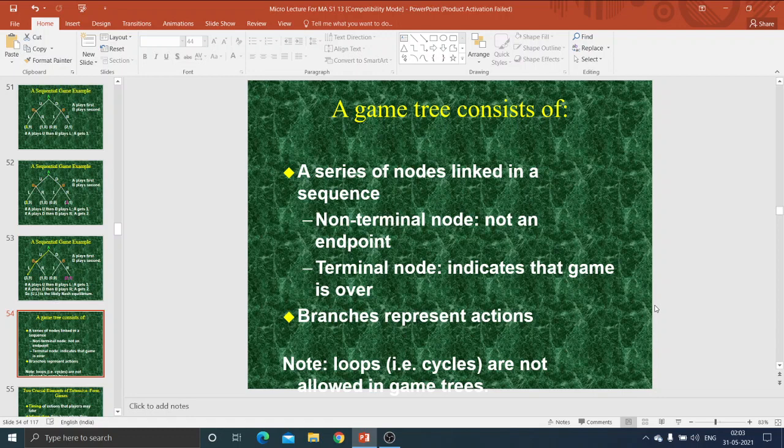A game tree is a series of nodes linked in a sequence. Non-terminal nodes are not an endpoint. Terminal nodes indicate that the game is over. These are the interesting points as far as game trees are concerned. As I said, branches represent actions, and there should not be any loops. That is very important. Loops, that is cycles, are not allowed in game trees.